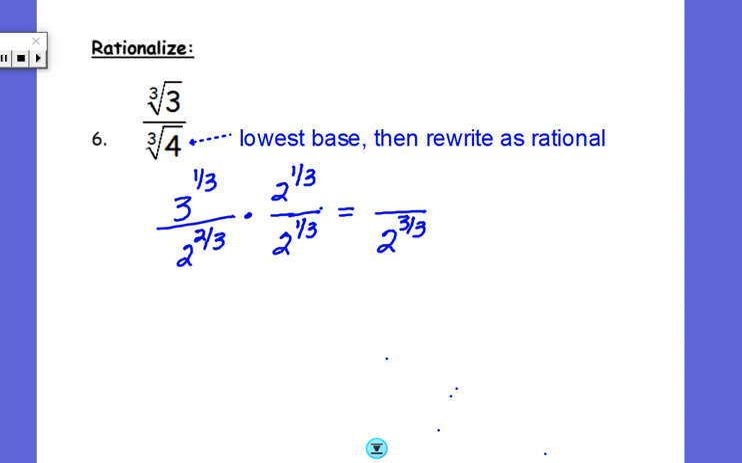All right, let's simplify. My numerator, because I have the 1/3 power, I can multiply 2 and 3 and get 6 to the 1/3. Let's change that back to a radical. So the cube root of 6 over 2, 3/3 is 1. So it's going to be the cube root of 6 over 2. It's going to be my simplified answer.